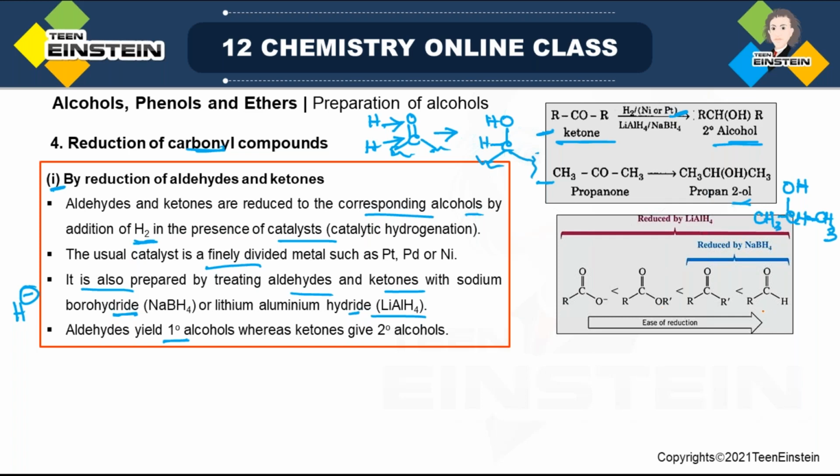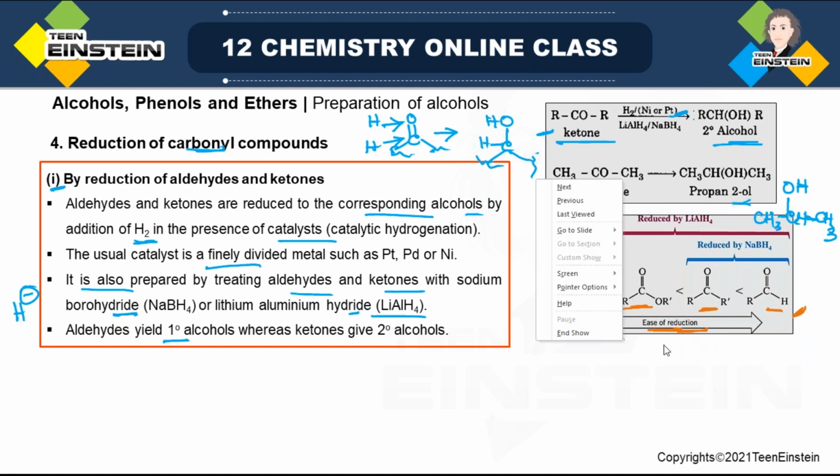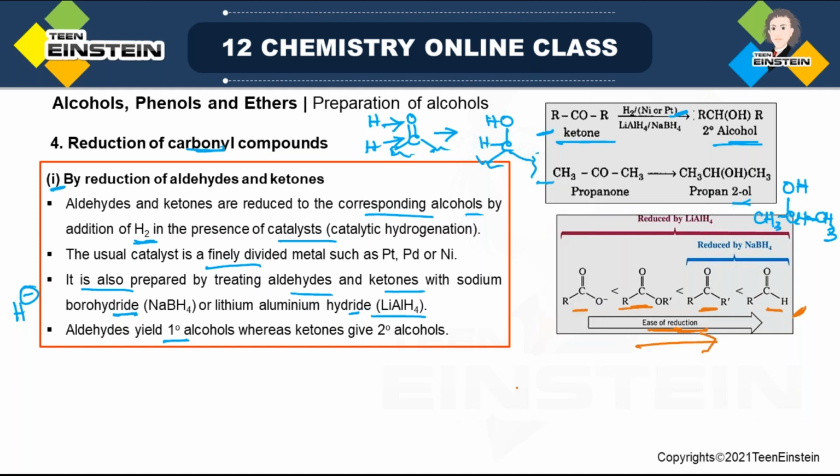Here we have different types of molecules. This is aldehyde, then ketone, this is ester, and this is carboxylate ion. As we move from left hand side to right hand side, see, ease of reduction is increasing. That means it is very easy to reduce aldehyde rather than ketone. So as we move from aldehyde to ketone, reduction becomes difficult. Then when you move from ketone to ester, it becomes more difficult. So that is the reason here it is written ease of reduction is increasing as you move from left hand side to right hand side.